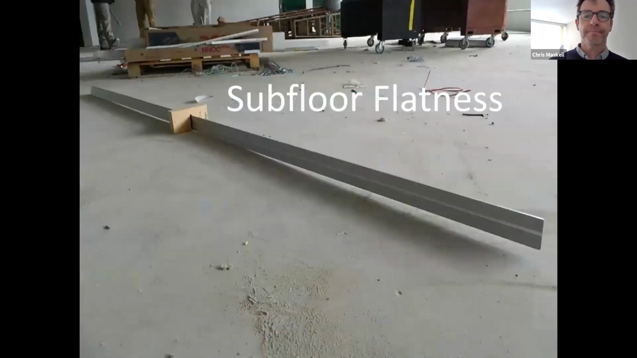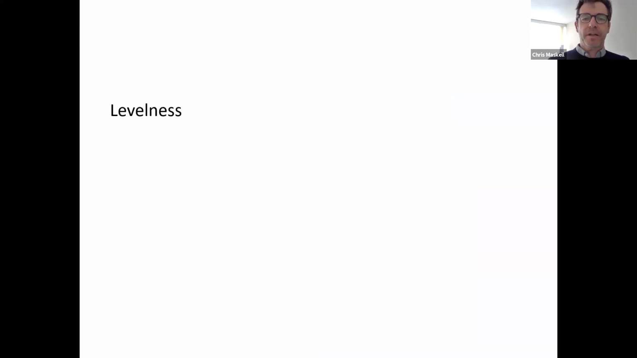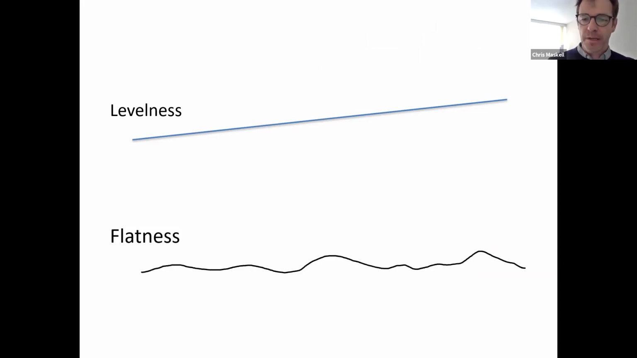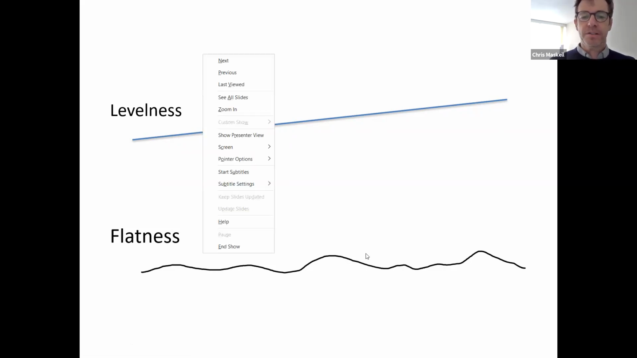No wonder it's squeaking. Subfloor flatness, very quickly, there are 2 issues we want to concern ourselves with: tilt or levelness, and then flatness, which is bumpiness, undulation. Levelness really isn't our concern. We can lay a perfectly good wood floor on a surface like that and still get a warranty, but we cannot do it on this surface.